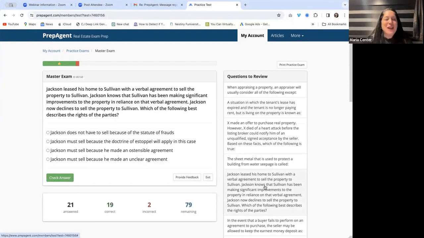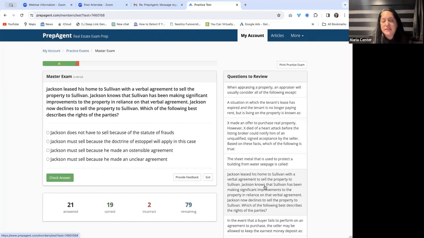All right. Jackson leases a home to Sullivan with a verbal agreement to sell the property to Sullivan. Note the verbal agreement here. Jackson knows that Sullivan has been making significant improvements to the property in reliance on that verbal agreement. Jackson now declines to sell the property to Sullivan. Which of the following best describes the rights of the parties?